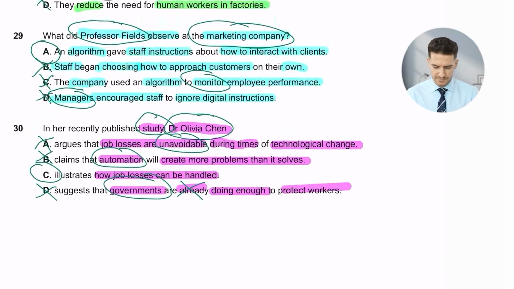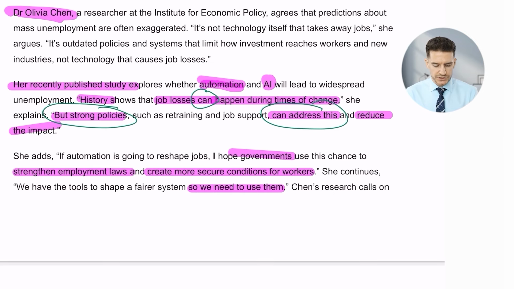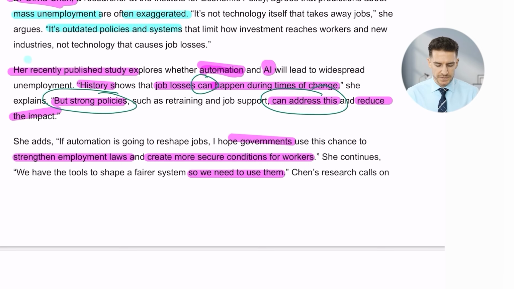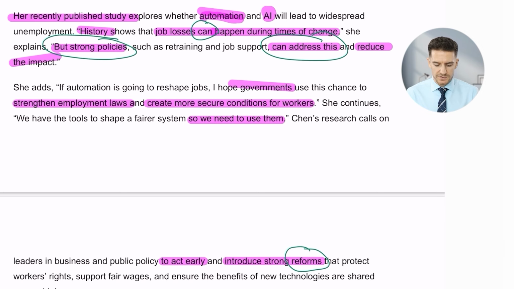What did she say? So let's go up here. Here we go. So let me get my highlighter. Okay, so Dr. Olivia Chen, predictions about mass unemployment are often exaggerated, or maybe not 100% correct. It's not technology that takes jobs. It's outdated policies. Okay. It's not technology that causes job losses. Okay, let's keep going. She talks about automation as well. Okay, AI will lead to widespread unemployment. History shows that job losses can happen during times of change, but strong policies such as retraining can address this.